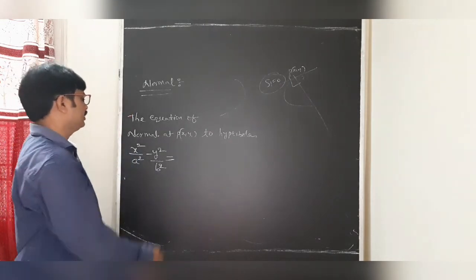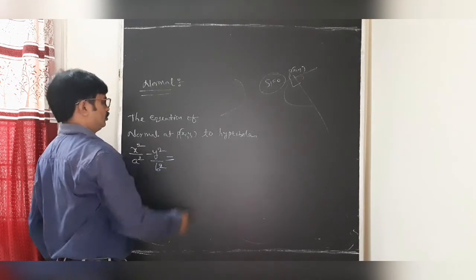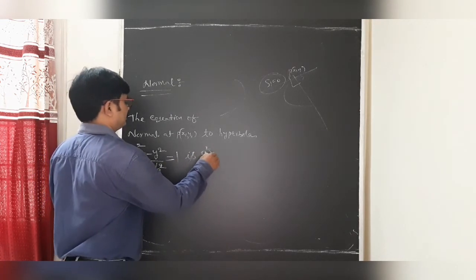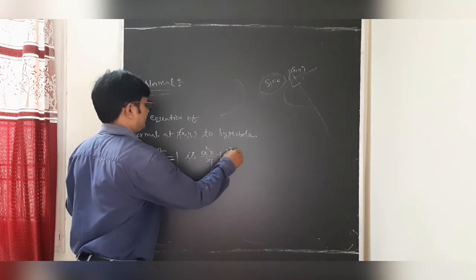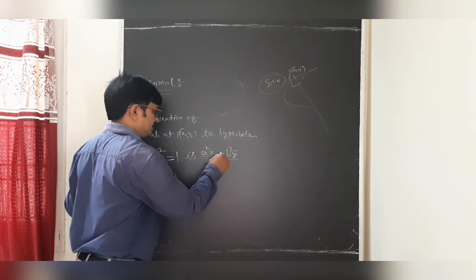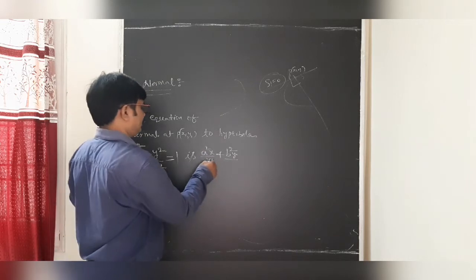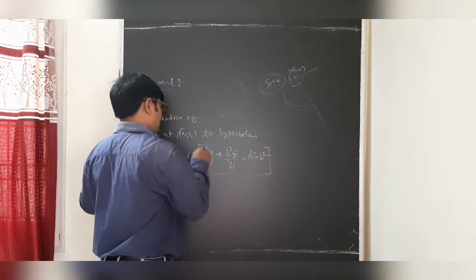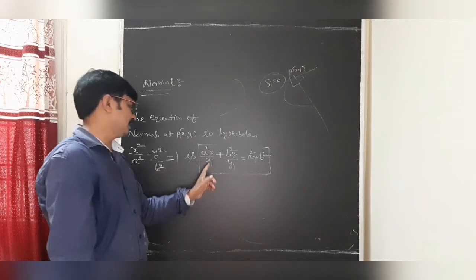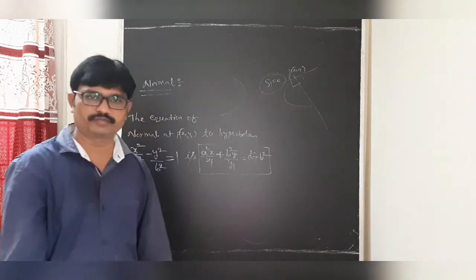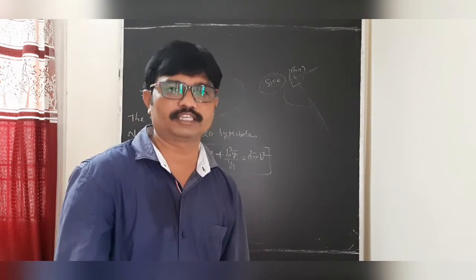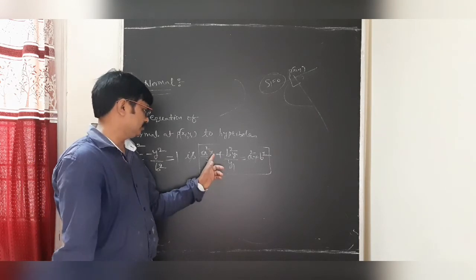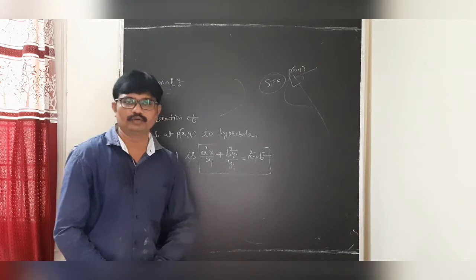Okay students, the equation of the normal at x1, y1 to the hyperbola x square by a square minus y square by b square equal to 1. What is the difference between the ellipse and the hyperbola? For the normal, there is a minus in the ellipse, here a plus. It is a square x by x1 plus b square y by y1 equal to a square plus b square.